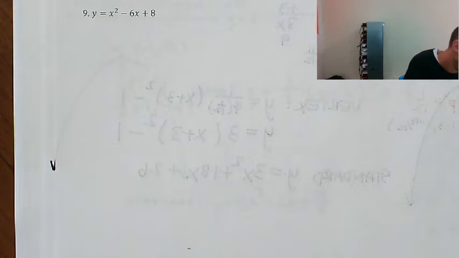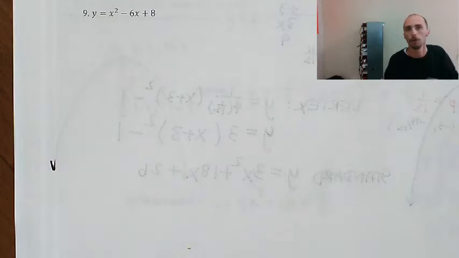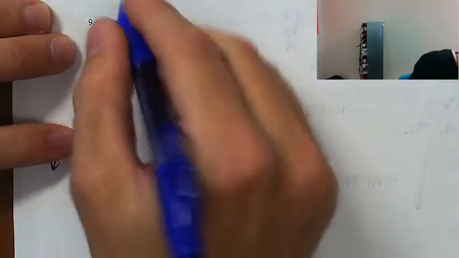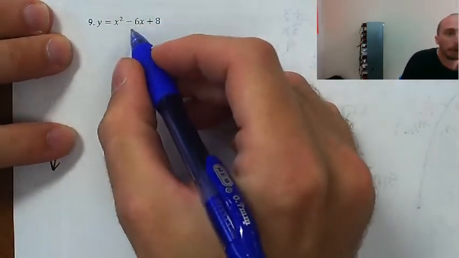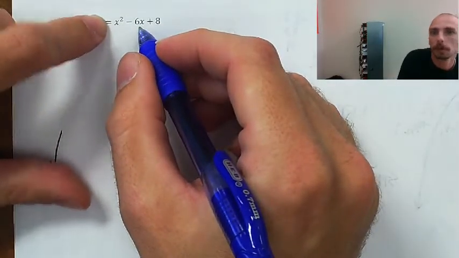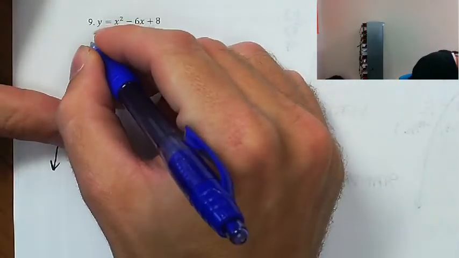All right, number 9, y equals x squared minus 6x plus 8. This is when we're going to have to complete the square to write this in vertex form and then do what we just did, right? So I'm going to do some complete the square work over here in blue. I need to think about what number I need to add to both sides of this equation to take x squared minus 6x and turn it into a perfect square.